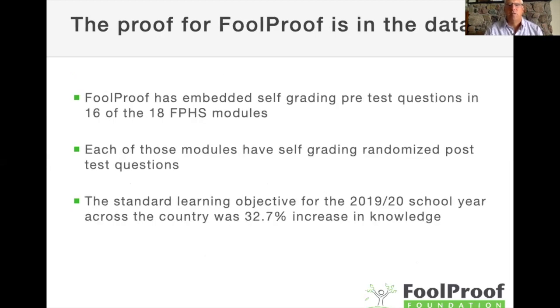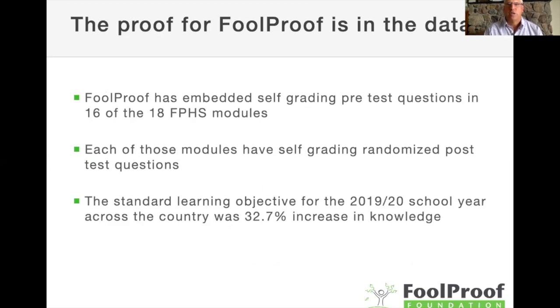So the data of FoolProof, and we're just going to go through this quickly. In FoolProof for high schools, we have 18 modules. 16 of the modules have pre and post test. The data of the standard learning objective for the students' gaining of knowledge on the subject matter for the 2019-2020 school year was 32.7%.